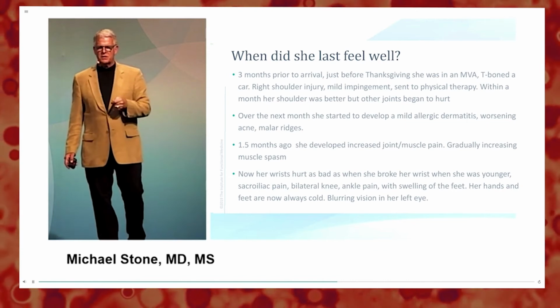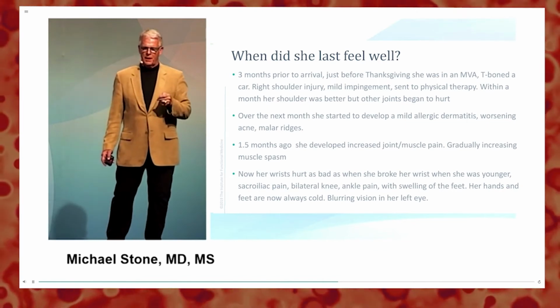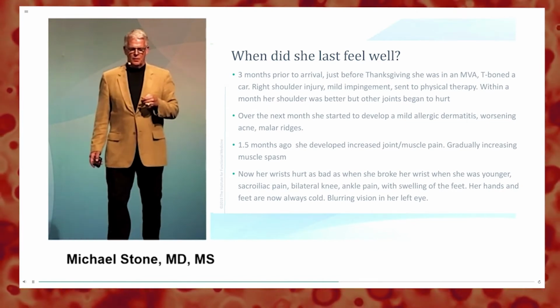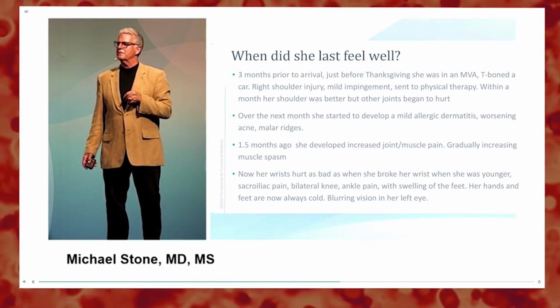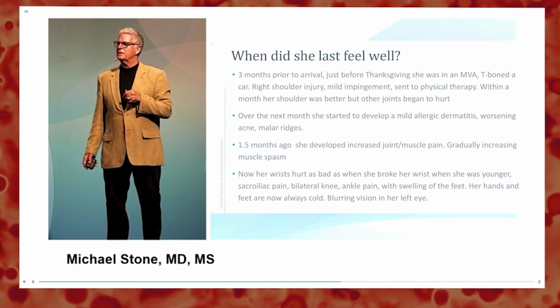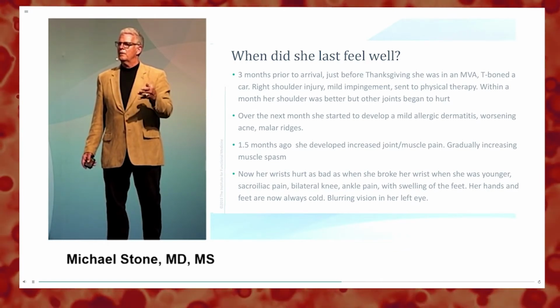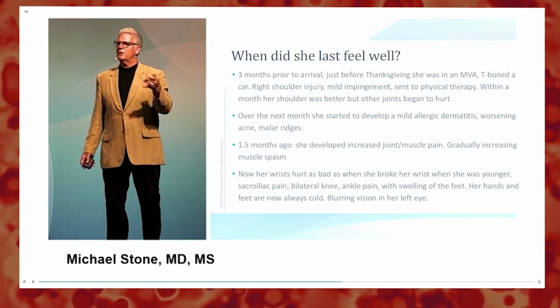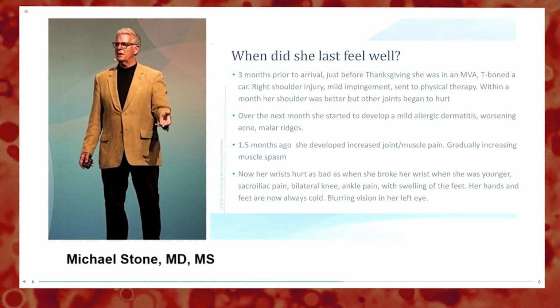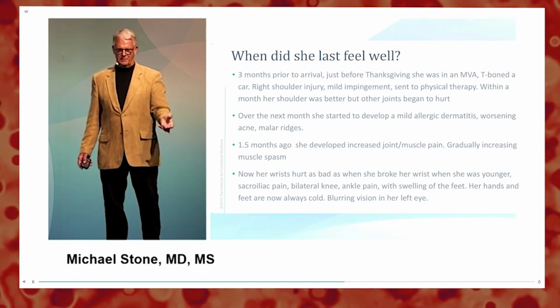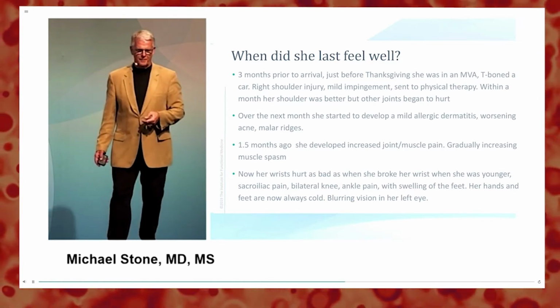Over the next month, she started developing mild allergic dermatitis, worsening acne over her malar ridges. What pattern are you starting to see? Female, 30s, rash, malar ridges, joint pain. Lupus is what you're thinking about.